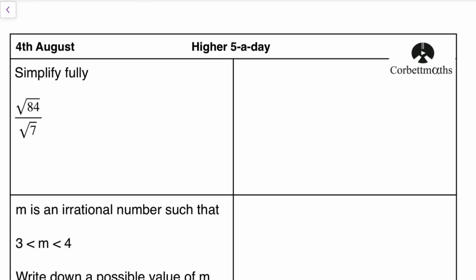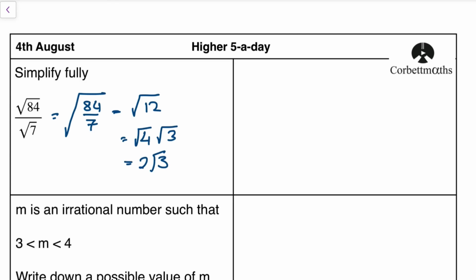The second way is you remember your third rules, that this is the same as 84 over 7. And the reason I think this is easier is because I know 84 divided by 7 is 12. And I know 12 is the same as 4 times 3, square root, and the square root of 4 is 2, so therefore this is 2 root 3. In an exam, this would say show working, otherwise you just put it in your calculator. But the nice thing is, if it's a non-calculator exam, you can at least check your answer.